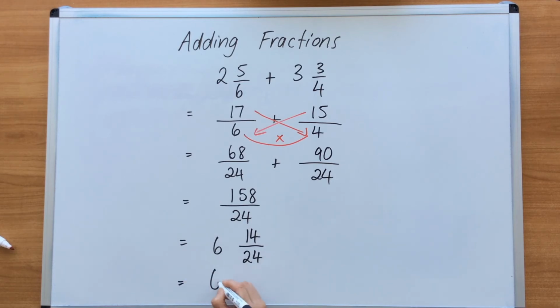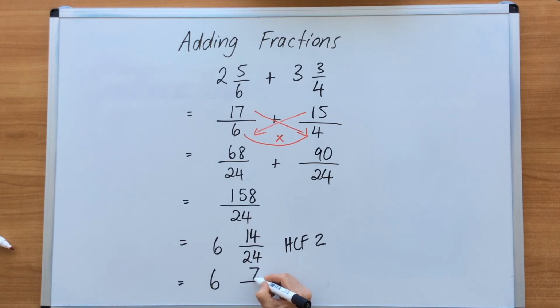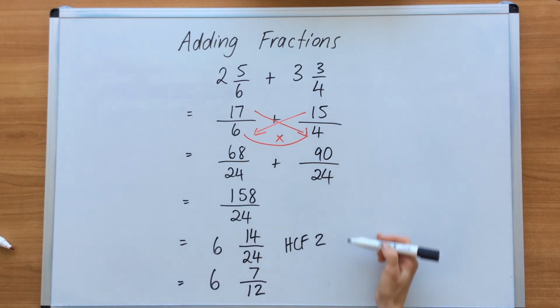But we haven't finished there because we have to simplify this fraction. Okay? And to simplify this fraction, we've got to find the highest common factor that goes into the top and the bottom, which is 2. So highest common factor is 2. 2 goes into 14 7 times, and 2 goes into 24 12 times. So this here is our new answer that we have gotten through all of these steps.